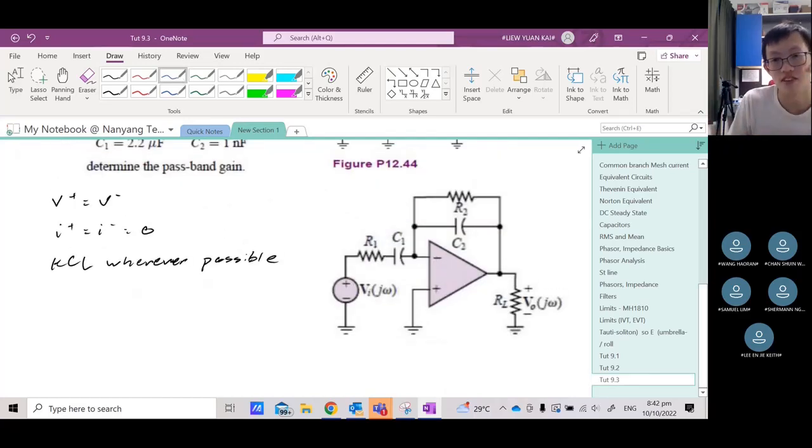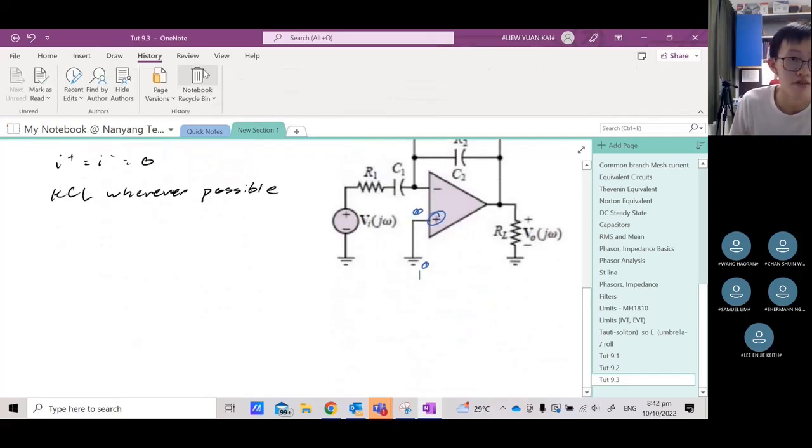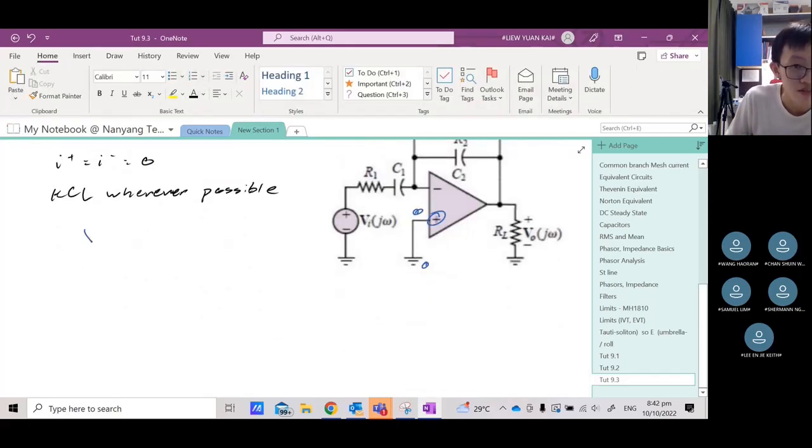So just have a look at the op-amp. Can we simplify anything? Yes. Focus on this positive terminal. It is connected to the ground. The ground is 0 volts. That means we know for a fact that V plus will be equal to 0, right? So from that statement, we can say V plus equals 0.